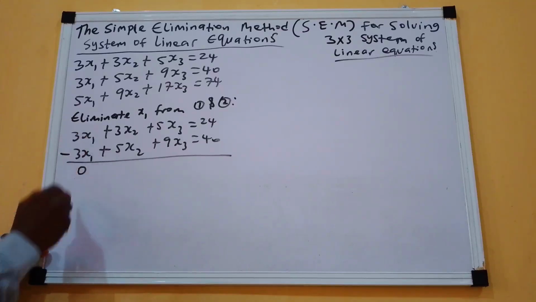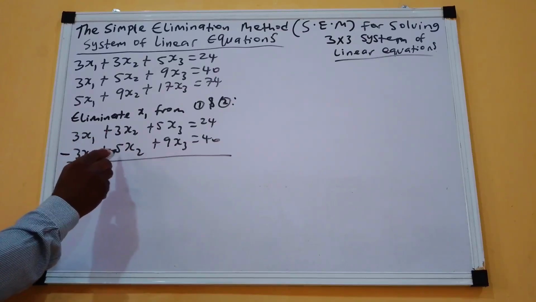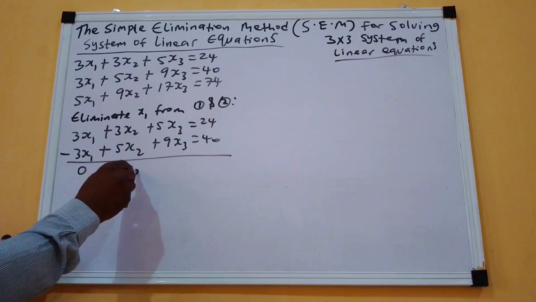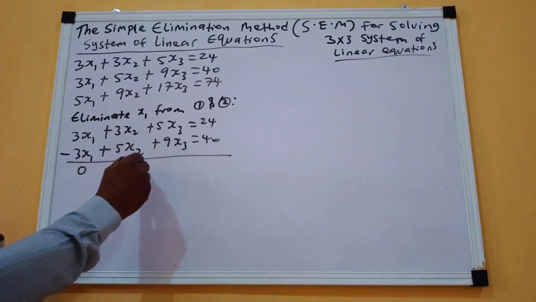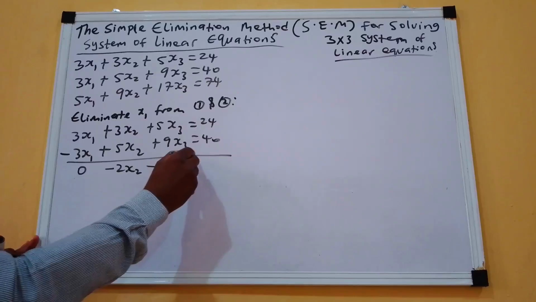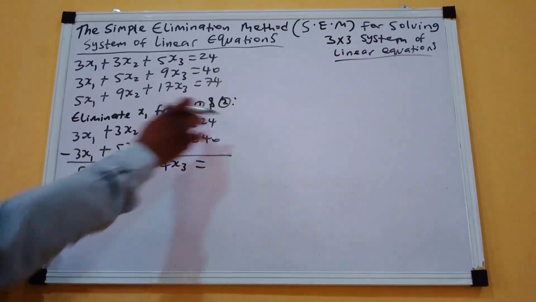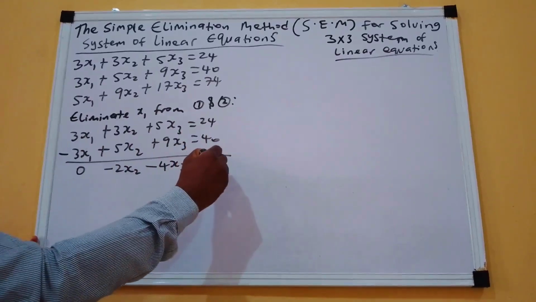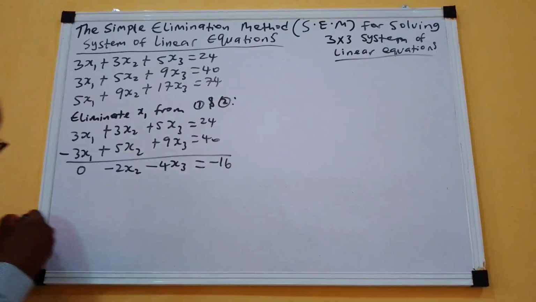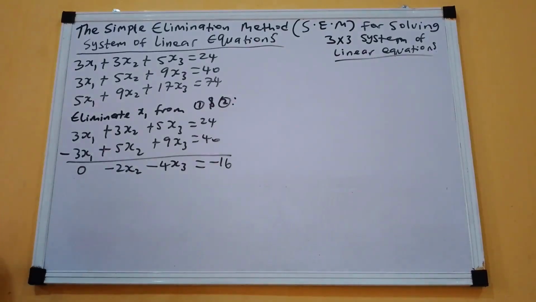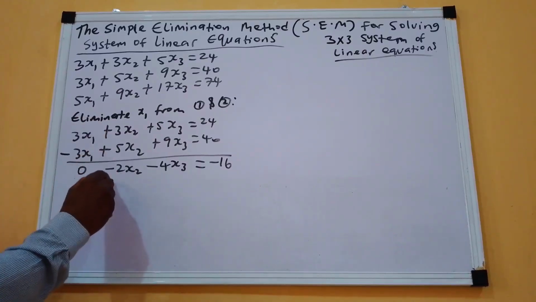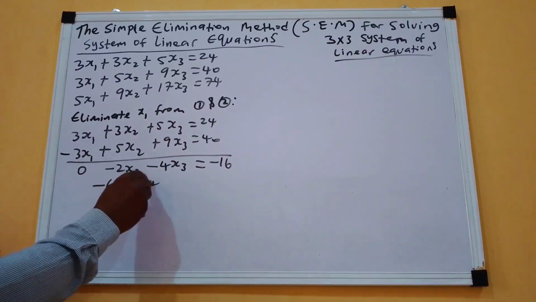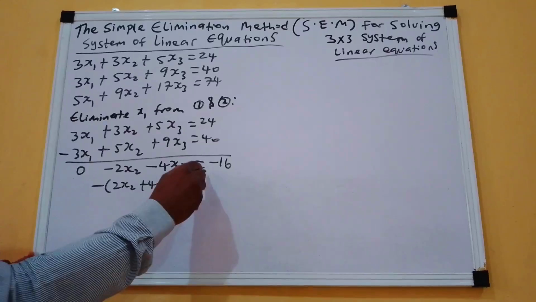3x1 minus 3x1 is 0. 3x2 minus 5x2 is minus 2x2. Then 5x3 minus 9x3 will be minus 4x3. Then you put your equation sign. 24 minus 40 will be minus 16. Since both sides of the equation have the negative sign, you can have it as minus into 2x2 plus 4x3 is equal to minus 16.